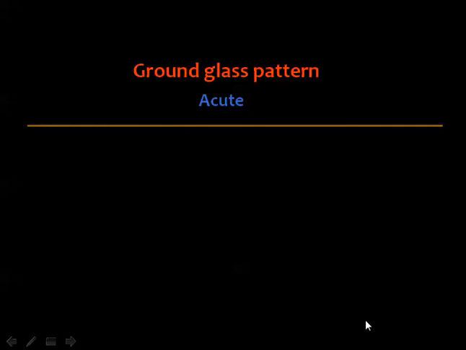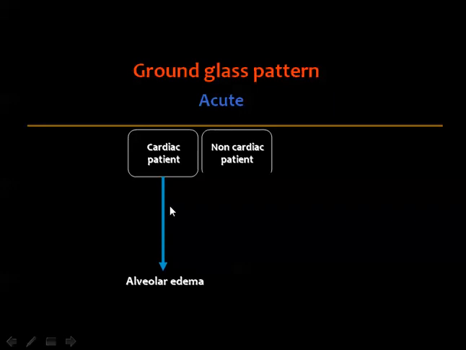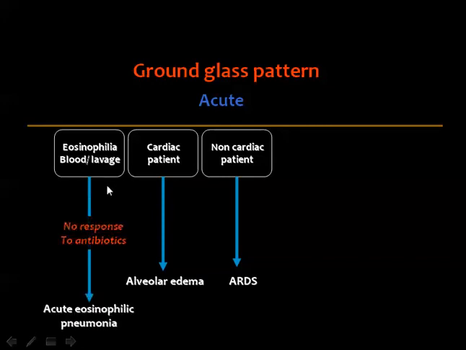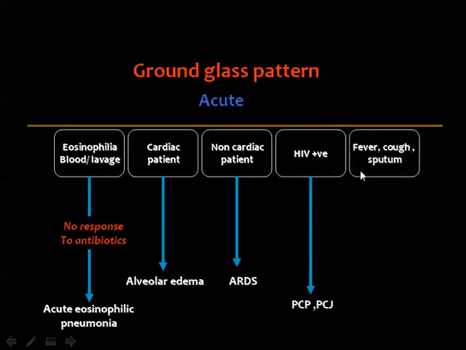Then we come to the ground glass. The ground glass pattern, if it is an acute presentation in a cardiac patient, the diagnosis is pulmonary alveolar edema. In a non-cardiac patient, the diagnosis is ARDS, acute respiratory distress syndrome. If there is eosinophilia in the blood picture or in the lavage, acute eosinophilic pneumonia. And you remember that this type of pneumonia does not respond to antibiotics, and it responds to corticosteroids. If the patient is HIV positive, Pneumocystis jirovecii. If the patient had fever, cough, and sputum, viral pneumonia.